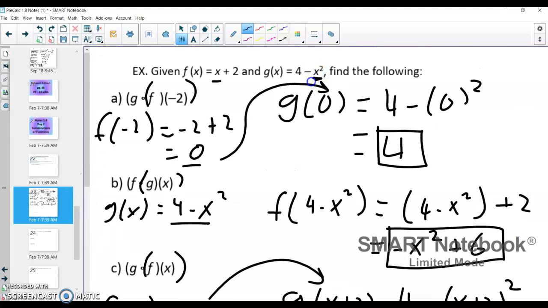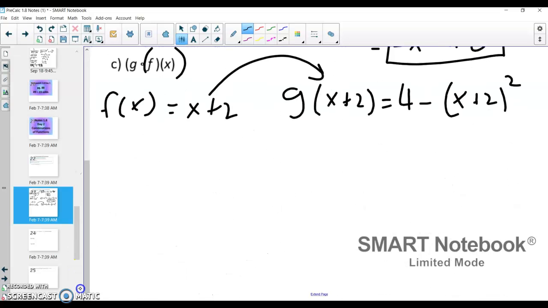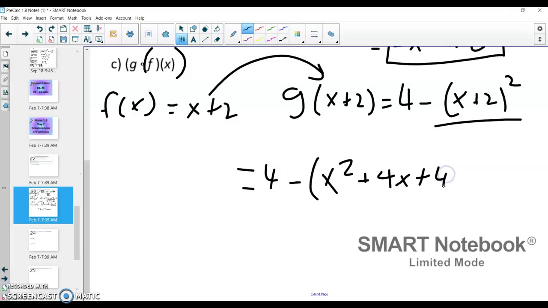Because I have x squared in my original, we're replacing x with that f of x function. And if we work that out, I'm going to erase that and give myself a little more space. I have to FOIL that, or use the box method for that. And what that becomes is x squared. Should keep the negative on the, actually I'll do it like this: 4 minus x squared plus 4x plus 4.